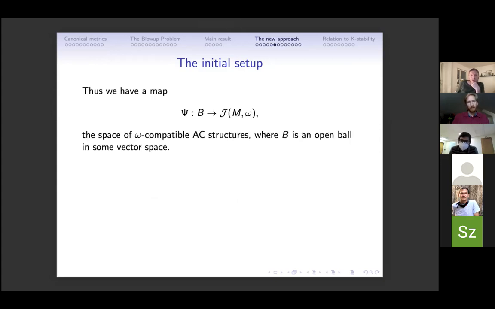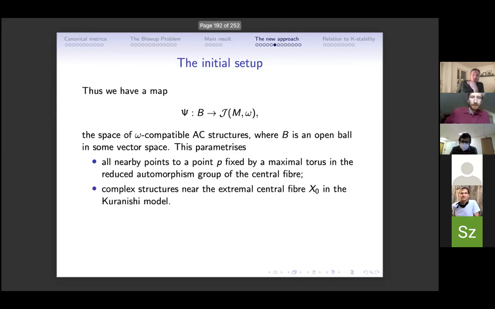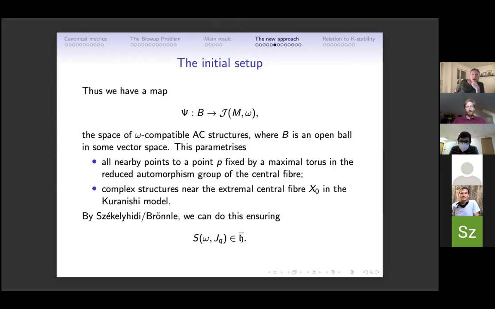Okay, so we now have this way of changing the almost complex structure instead of the point, encoded in some kind of map. It parameterizes all nearby points to a fixed point by this action of the maximal torus, and all nearby complex structures in this Kuranishi model. And by work of Székelyhidi and Brunner, we can do this in a way so that we ensure that the scalar curvature of the metric we get lands in the space of holomorphy potentials for when Q is equal to P.